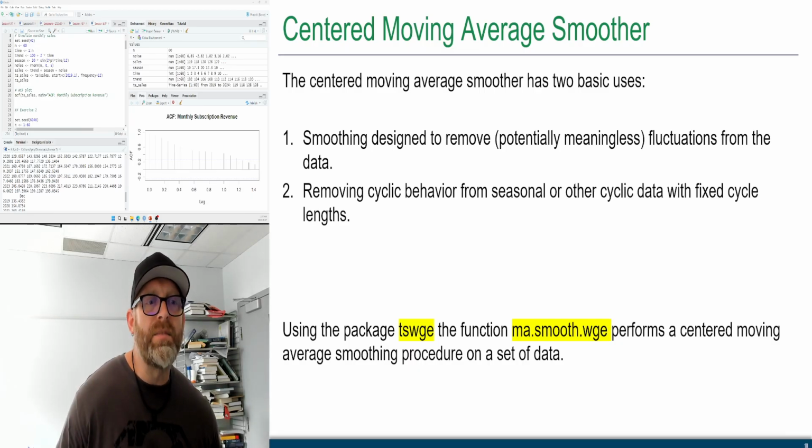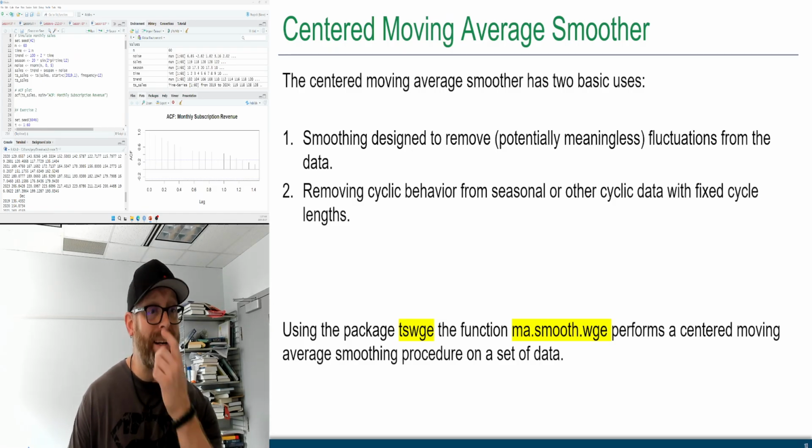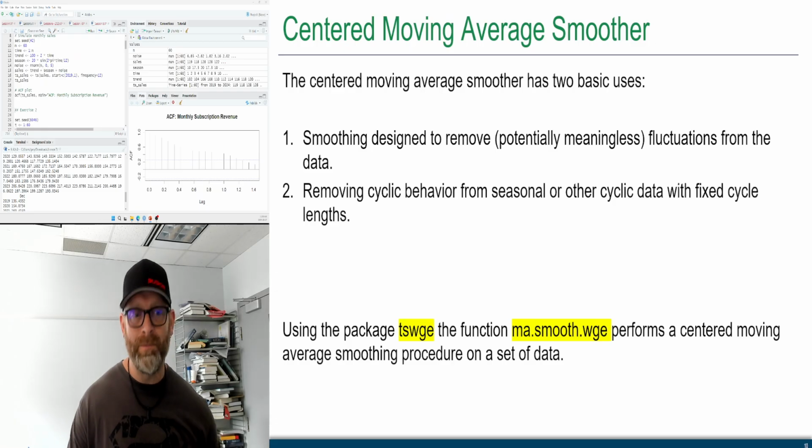All right, so the centered moving average smoother has 2 basic uses. I think I might have said units. That's not correct. Uses. So smoothing designed to remove potentially meaningless fluctuations from the data. So it could be important, could not be important. It's also removing cyclic behavior from seasonal or other cyclic data with fixed cycle lengths.